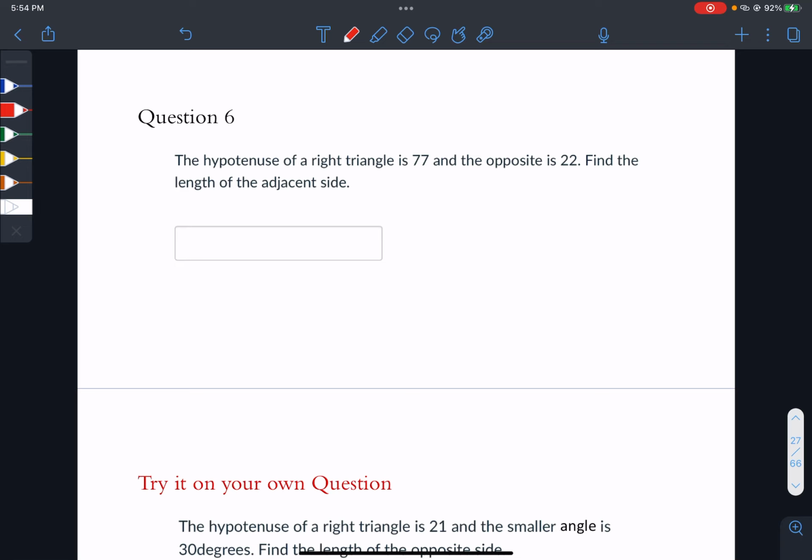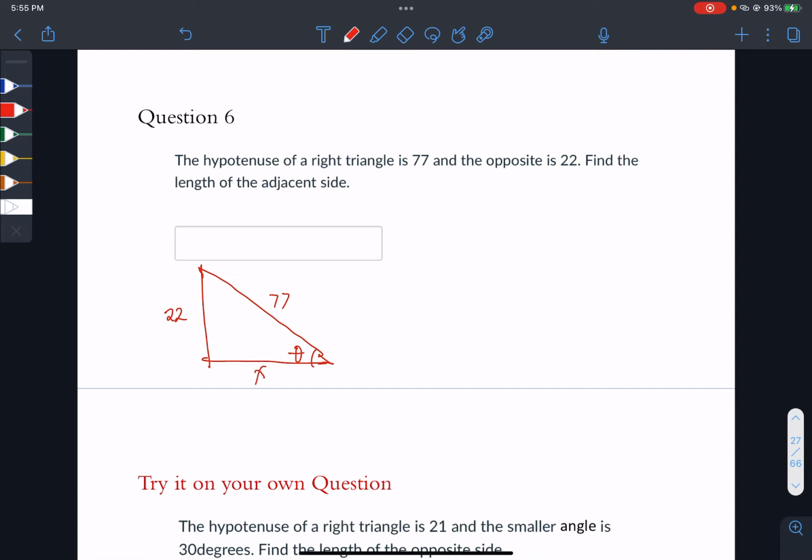Next, the hypotenuse of a right triangle is 77 and the opposite is 22. Find the length of the adjacent side. We have a triangle where the hypotenuse is already given, which is 77. The opposite is up to you, depending on your reference. If my reference is this angle theta, the opposite would be this 22. Find the length of the adjacent side. Let's say the adjacent side is x.